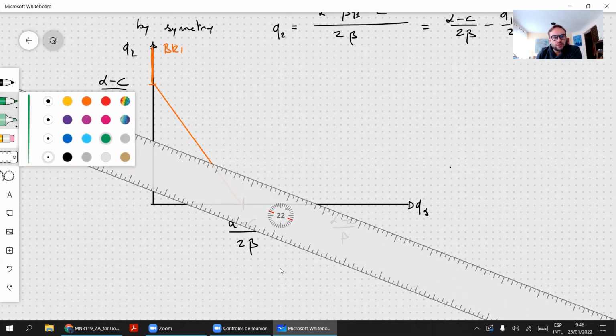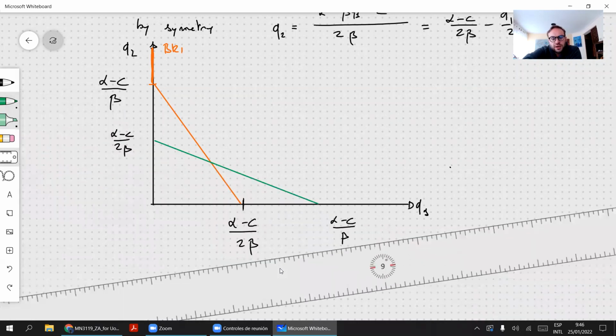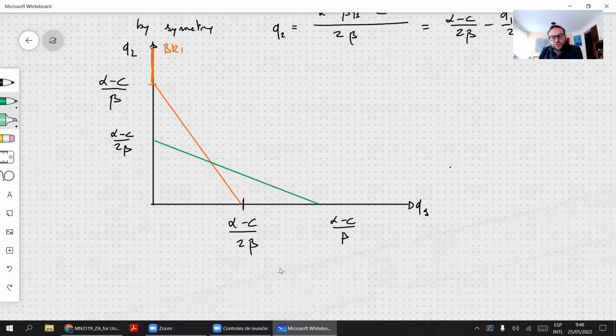Then I'm going to do in green the best response of 2, which again should have a response for whatever the other firm is doing. So my line continues here. This is the best response of 2. This is the moment to ask questions if you have any.